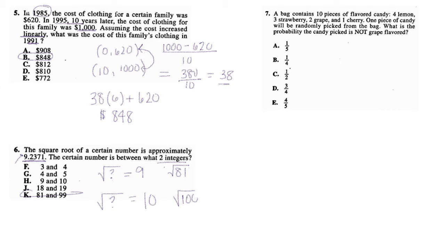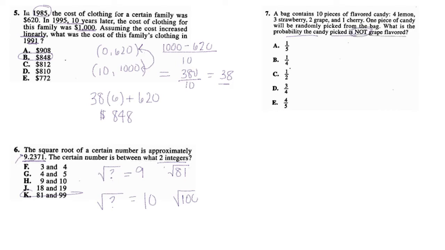Let's see. Number 7, good old probability problem. A bag contains 10 pieces of flavored candy. We have 4 lemon, 3 strawberry, 2 grape, 1 cherry. One piece of candy will be randomly picked from the bag. What is the probability that the candy picked is not grape?